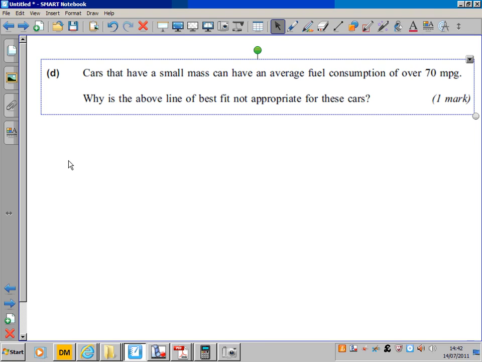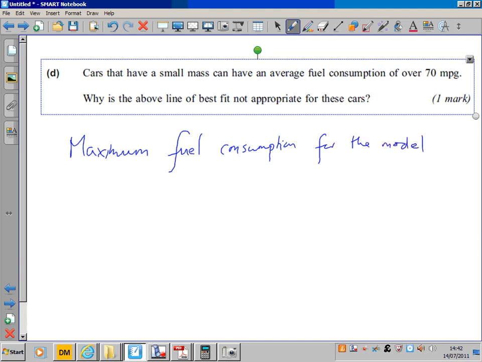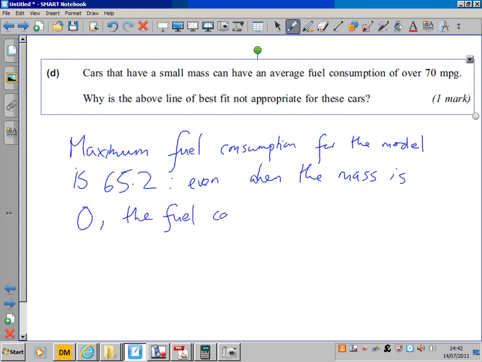There's one mark available, so you only really need to say one thing here. So you could say, for example, the maximum fuel consumption for the model is 65.2, because that's where it goes up to, even when the mass is 0, the fuel consumption does not reach 70 mpg.